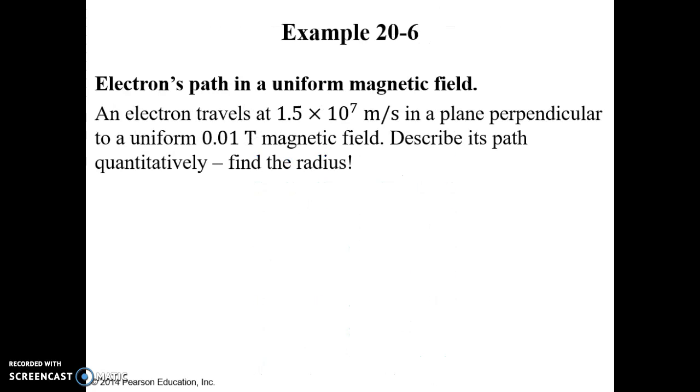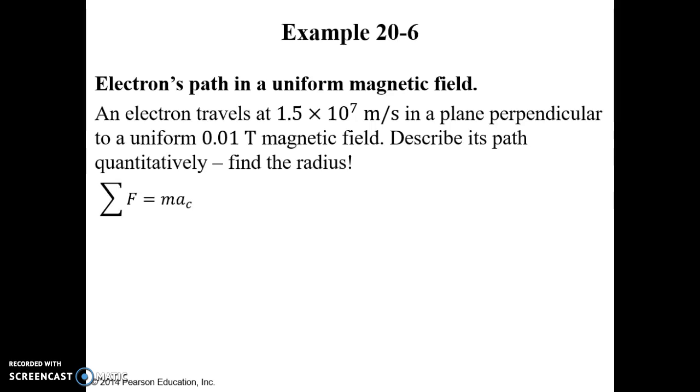We can actually find the radius of the charged particle in a circular motion. So here, if we have an electron that travels 1.5 times 10 to the 7th meters per second, and it's placed in a plane perpendicular to a uniform 0.01 Tesla magnetic field, it says describe its path quantitatively, meaning just find the radius.